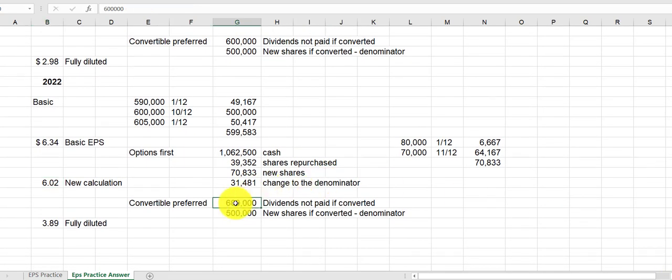Just like before, because there was no change in the convertible preferred, we have $600,000 dividends not paid. Again, you can subtract and add or just ignore it. And then the number of shares added to the denominator is 500,000, just like it was in the first year. So our new earnings per share is 4.4 million, ignore the 600,000, add the 599, 31,481, and the 500,000, and it drops all the way down to $3.89 as our fully diluted earnings per share.